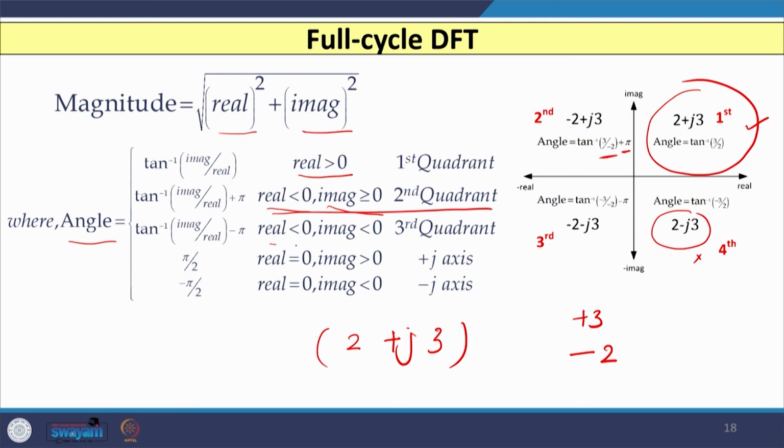Similarly, when real is less than 0 and imaginary is also less than 0, then the angle falls in the third quadrant. But this is also the same as the value you obtain from, let us say, tan inverse of minus 3 by minus 2 or tan inverse of 3 by 2; both give you the same angle, but this angle will fall in the first quadrant. So, to again put it into the third quadrant, you have to add minus pi to the angle, so that your actual angle will be in the third quadrant. And similarly, in the fourth quadrant you have the final value, that is this one.